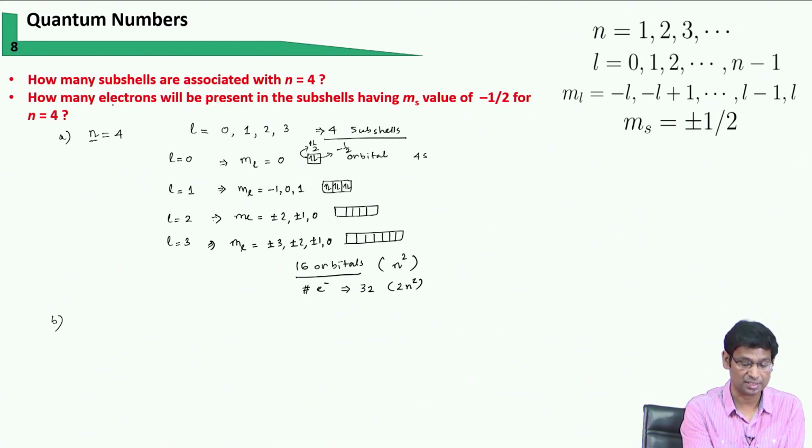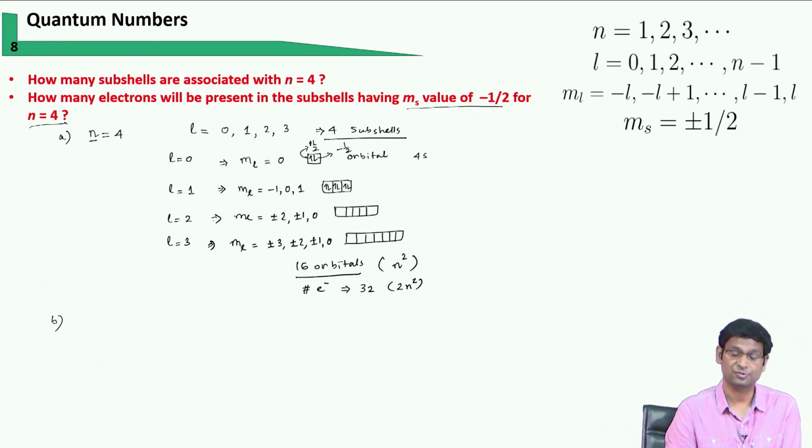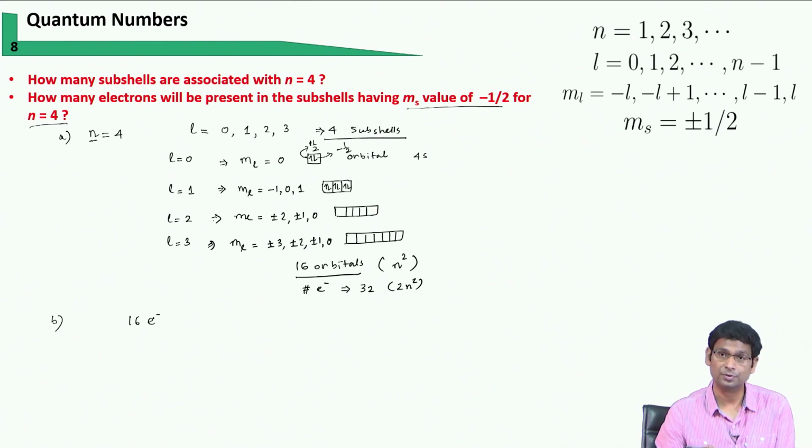The second bit of the question asks how many electrons are there in these subshells having ms value of minus half for n equals 4. So, you see that for n equals 4, we have 4 subshells, 16 orbitals and 32 electrons. Out of them, 16, or exactly half of these electrons, can have ms equals minus half, and the remaining half will have ms equals plus half.